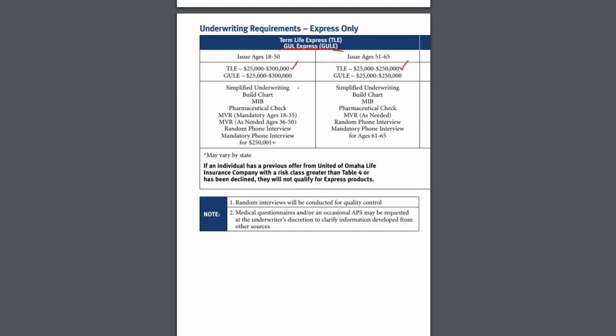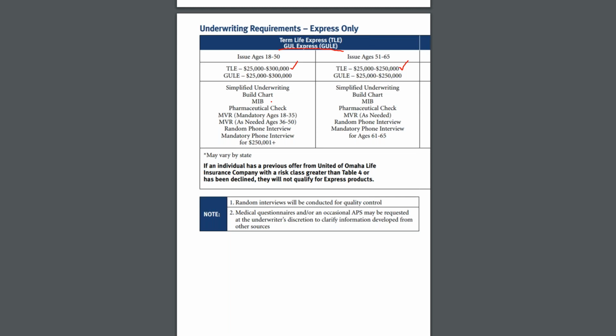On the left side, if they're between the ages 18 and 50, it's simplified underwriting. There is a bill chart, so be cognizant of that. If you're looking at them, as an example, let's say you got a client, a male who's 5'9" and 250 pounds, which is not crazy heavy, but you may want to look at the bill chart because they may be really close to being over what the bill may be. Okay, so just be aware of that.